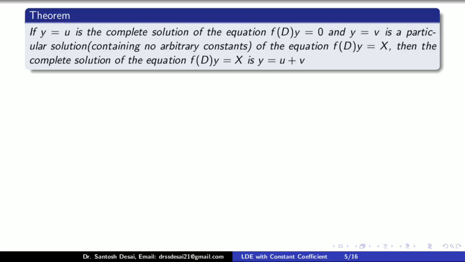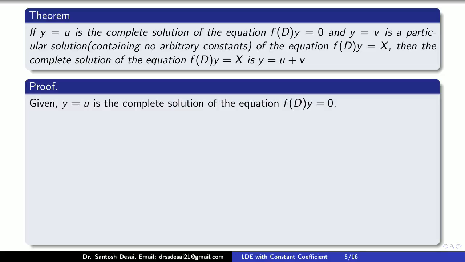Now consider one more. If y is equal to u is the complete solution of the equation f(D) y equal to 0, and y equal to v is a particular solution, that is containing no arbitrary constant, of the equation f(D) y equal to X, then the complete solution of the equation f(D) y equal to X is y equal to u plus v. So let us consider the proof for this.